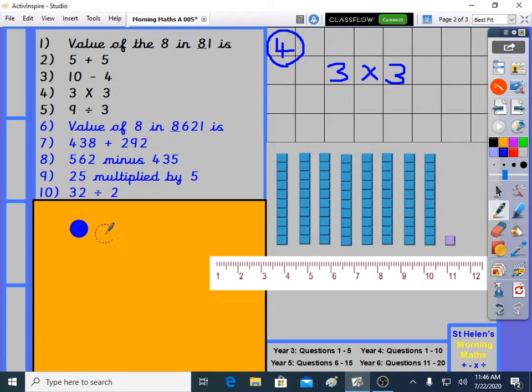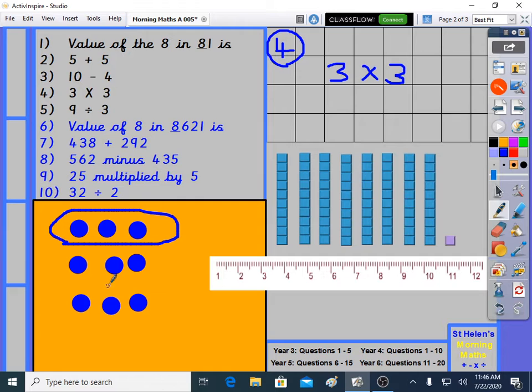Anyway, let's get 3. 1, 2, 3. But instead of getting 3 just one time, let's get it 3 times. So there it is 1 time. Now 3 is there 2 times. Now 3 is there 3 times. So I got 3 and I got it 3 different times. What have we got all together? 1, 2, 3, 4, 5, 6, 7, 8, 9. 3 times 3 equals 9.